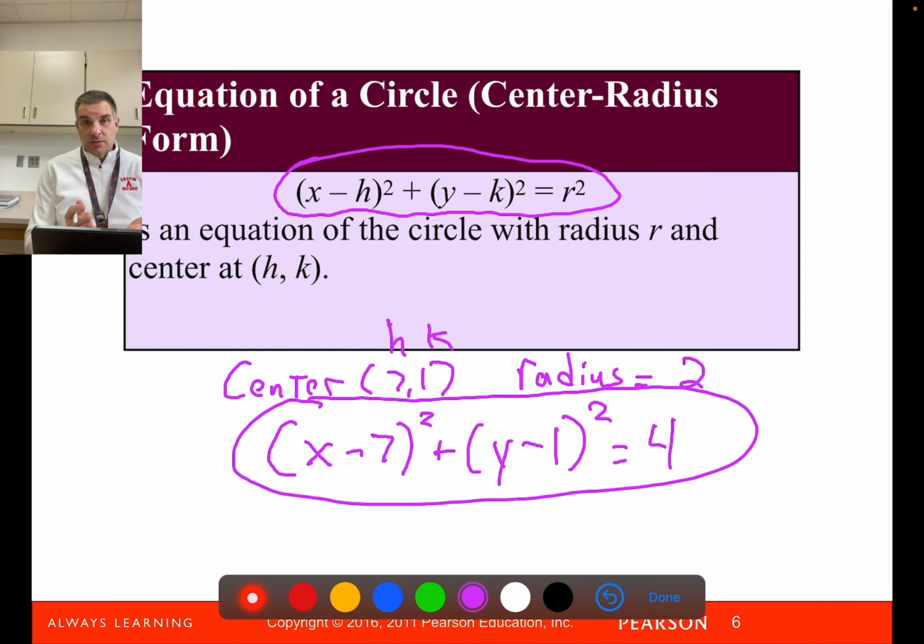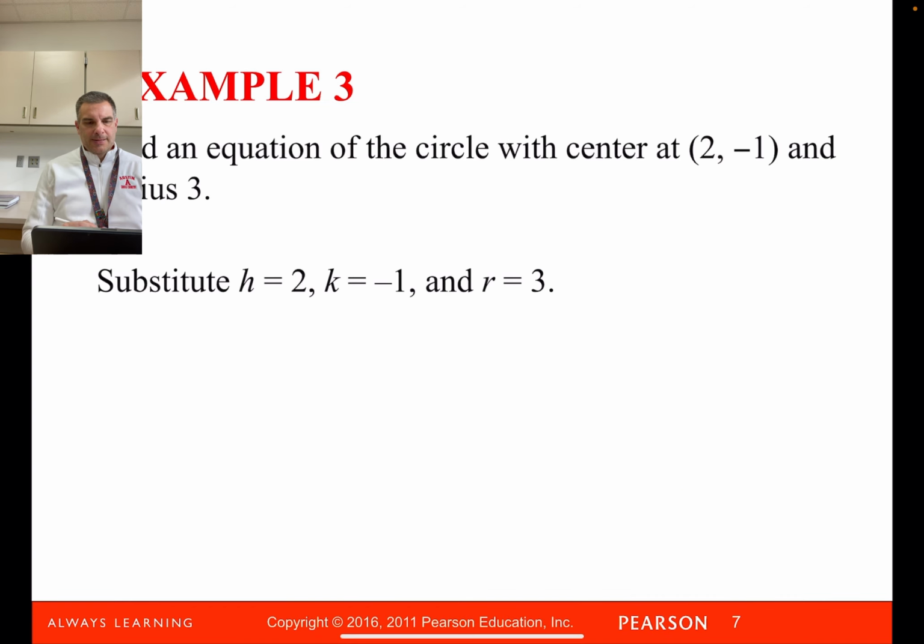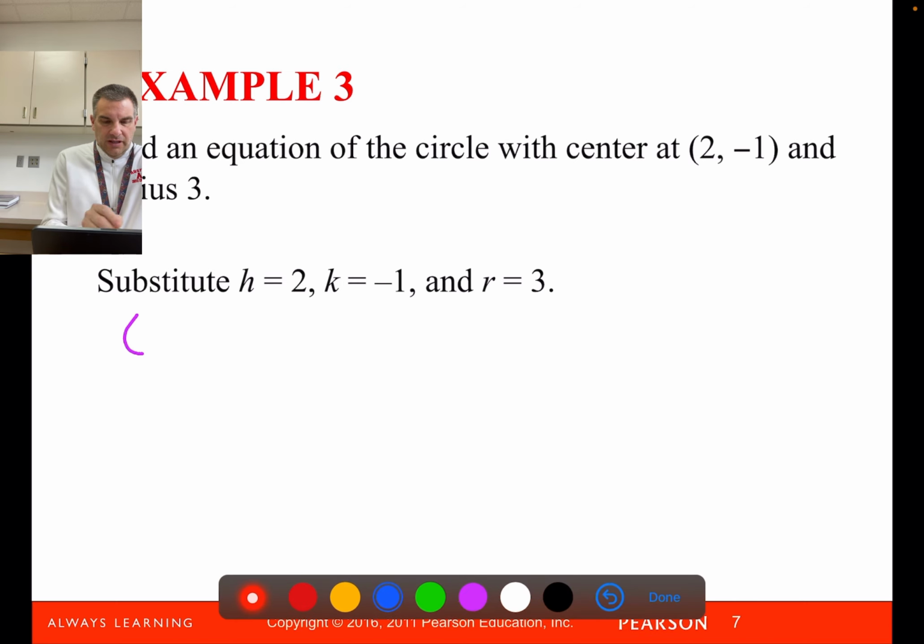Okay, and that's really what we're going to be doing today, those different types of questions. So let's look at another one. We're going to find the equation of the circle with center (2, -1) and a radius of 3. Again, we've got our formula, if you didn't write it down: (x minus h) squared plus (y minus k) squared equals r squared.